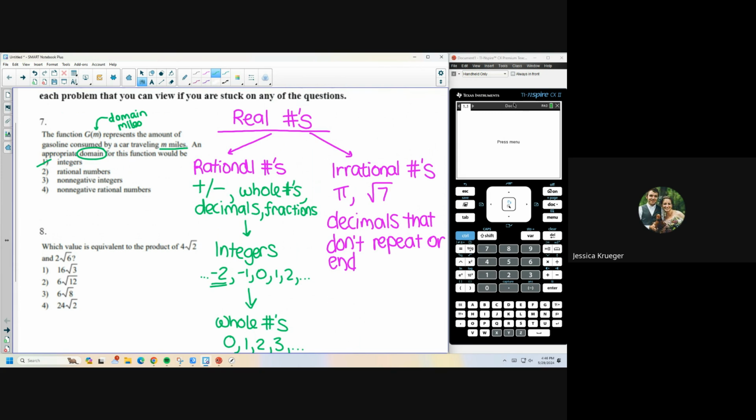Rational numbers include the integers. So if the integers aren't going to work, the rational numbers aren't going to work. Non-negative integers and non-negative rationals. Non-negative integers would be things like 0, 1, 2. Non-negative rationals would be positive decimals and fractions. So the question is, is it possible to go 2.3 miles? Or can you only go 2 miles or 3 miles and nothing in between? Hopefully you realize you can drive a part of a mile. So number 4 is going to be our answer.